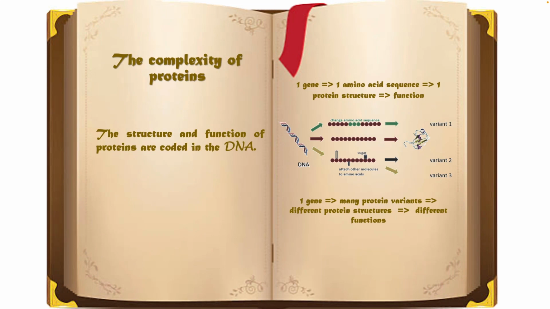We know that the structure and function of proteins are encoded in the DNA. So for one gene, we have one amino acid sequence, one protein structure and function. But it's not simple like that, because mutations can occur in the gene. So we have changes in the amino acid sequence, and so we have different patterns for a single protein. So for one gene, we have many protein variants, different protein structures, and different functions.